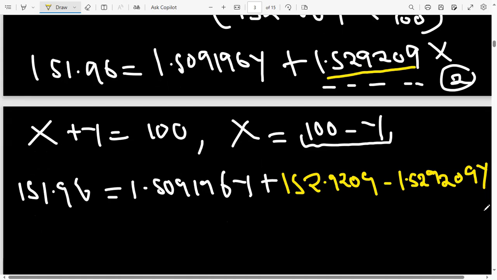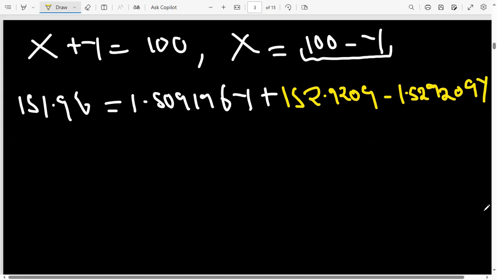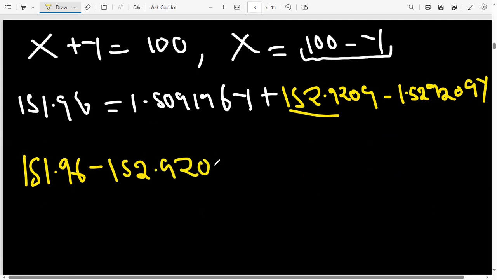So from here we put the like terms together. All those with Y, we can leave them on the right side, and those without Y, we can take them to the other side. So on the other side, we have 151.96, and then this guy here comes to the other side, so it becomes minus 152.9209 is equal to, and then here we are having this guy and that guy.